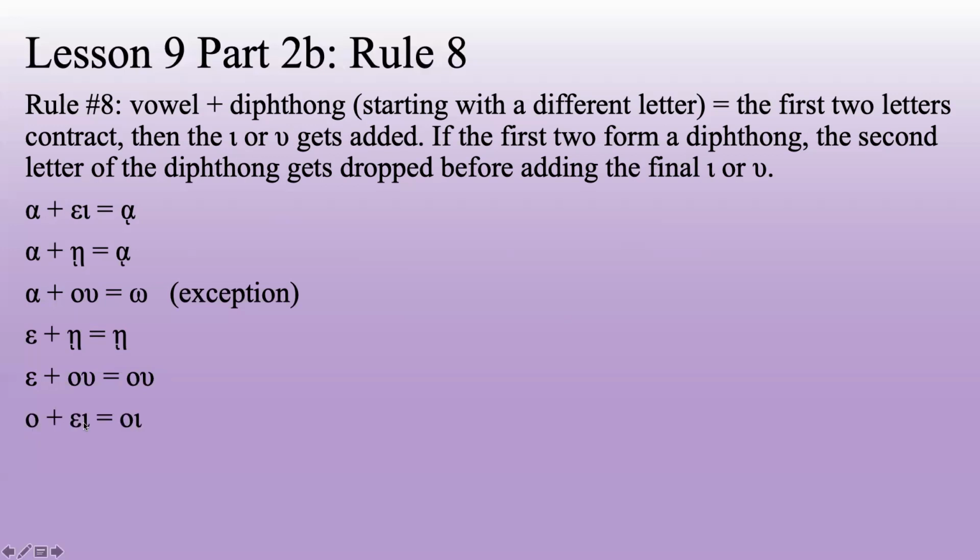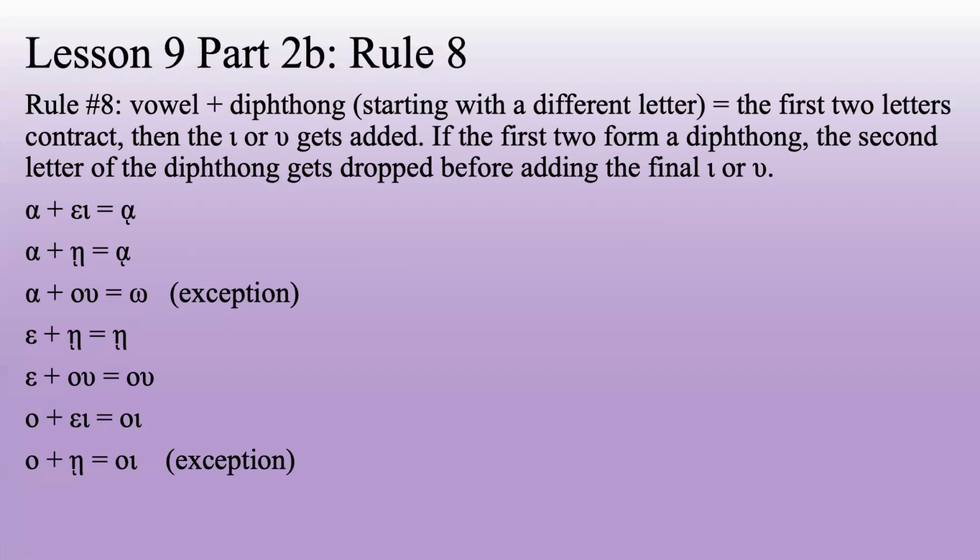Okay, omicron plus epsilon iota. Omicron plus epsilon makes omicron upsilon. The upsilon of that diphthong drops out, and the iota from the original diphthong comes back in, and so we get omicron iota. This one is a little bit of an exception. Omicron plus eta should make an omega, but it's going to stay an omicron here, and the iota is going to get added. Now, those do have a couple of weird exceptions there.